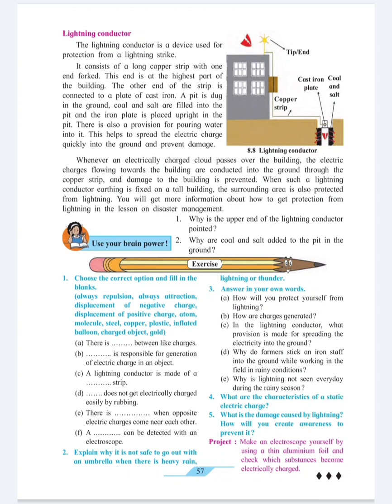There's a particular arrangement of the device, the lightning conductor, which is shown on textbook page number 57. You can observe that figure, with the tip or end right at the top, copper strip, cast iron plates, coal and salt at the bottom. So the current which is attracted to the top of the building goes and passes straight to the ground, which causes no harm to the building or to the people present in the building.